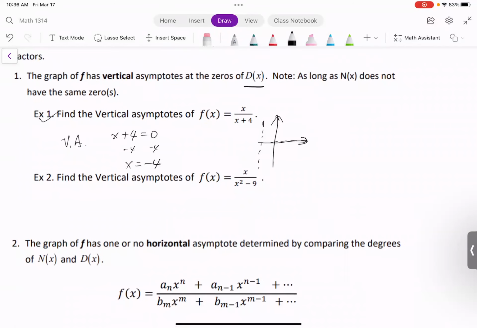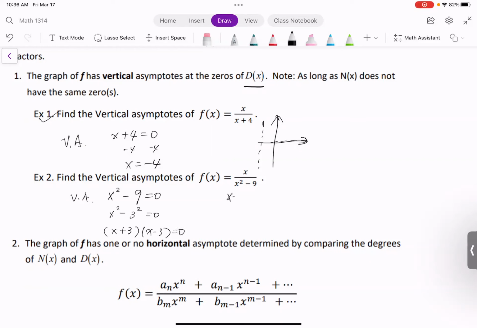Find vertical asymptotes of the function f of x equals x divided by x squared minus 9. So vertical asymptotes means the bottom equal to 0, x squared minus 9 equals 0. We can factor it using the conjugate formula. x squared minus 3 squared equal to 0. (x plus 3) times (x minus 3) equal to 0.